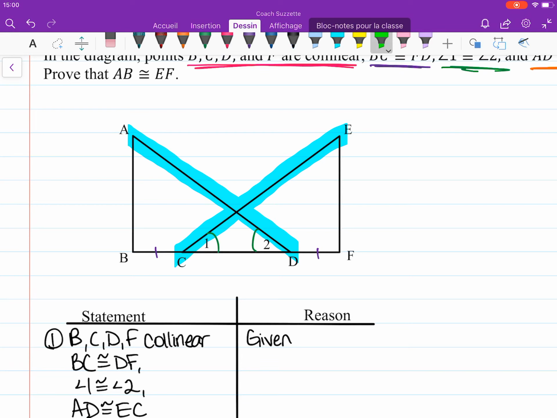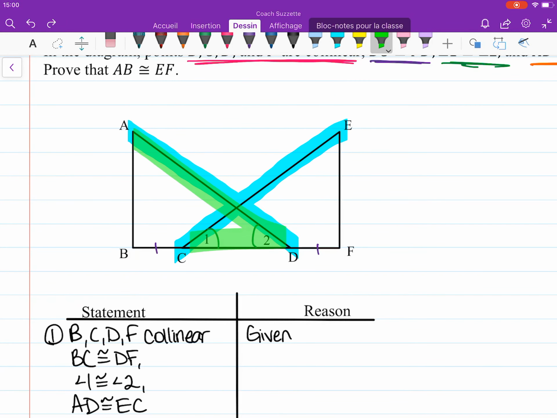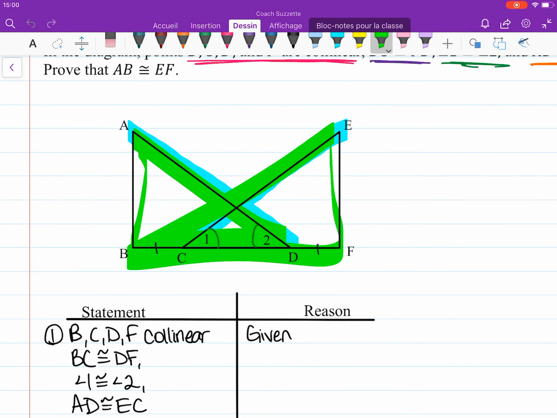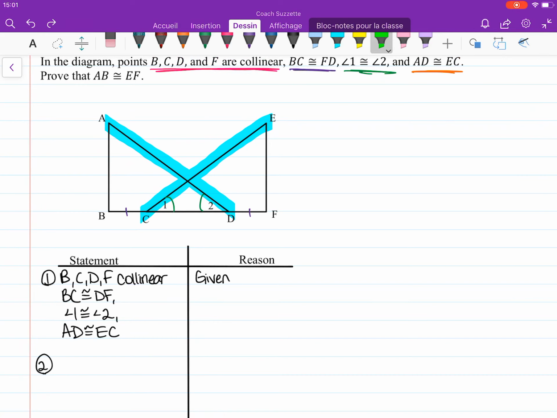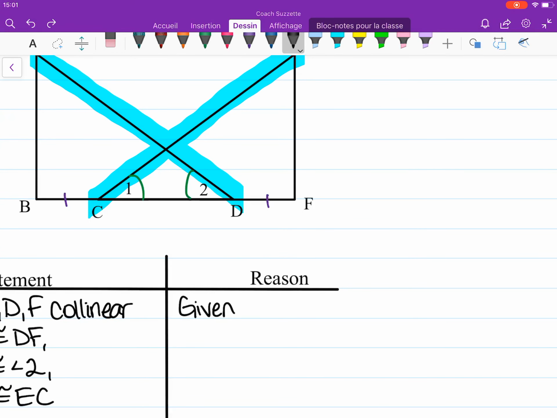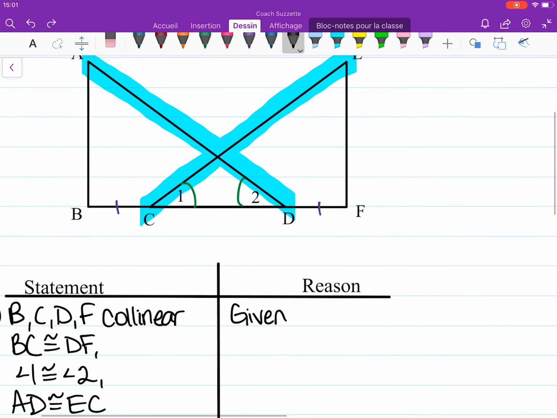In order for us to show this side and this side are congruent, we need to know that these larger triangles are congruent. So if we can do side, angle, side, angle to show triangle congruence, we'll be good to go. So we know that this side and this side are congruent, so that's one side. So that's a good check. We know these angles are congruent. Okay, might have a side angle side.